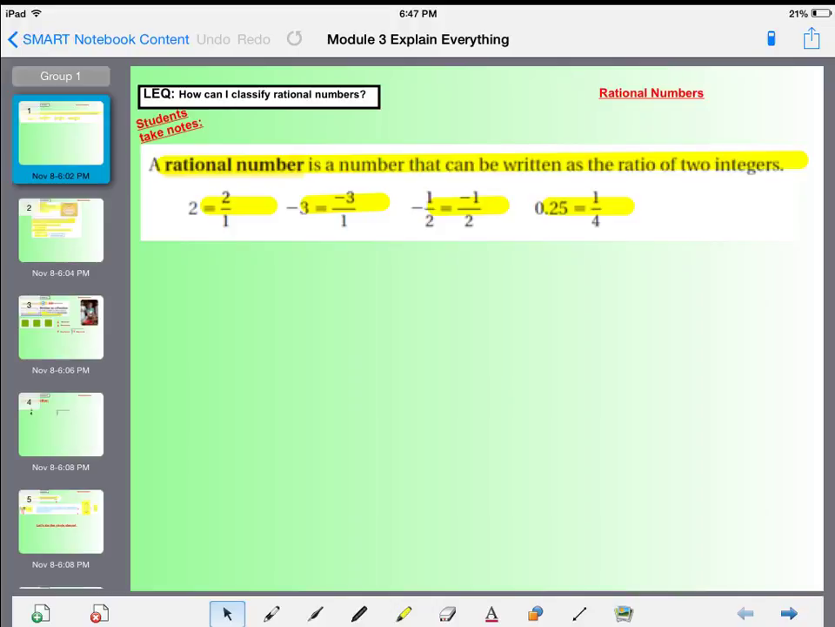In Module 3 we talked about rational numbers. Rational comes from the word ratio, which means you take a number and you can divide it by another number. A rational number is a number that can be written as the ratio of two integers. Basically, that means I can take a number as my numerator and divide it by my denominator.